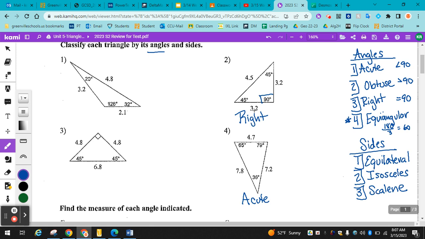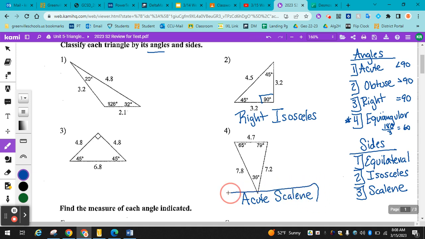So we have right, 3.2, 3.2, and 4.5. 3.2 and 3.2, those 2 sides are equal, so isosceles, 2 sides equal, isosceles. Acute, none of my sides are equal, 7.2, 7.8, 4.7, so that's scalene.